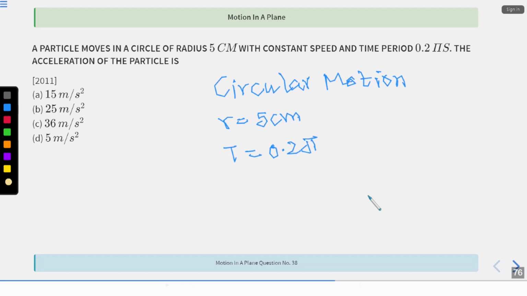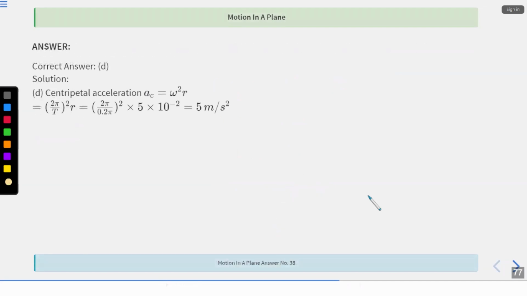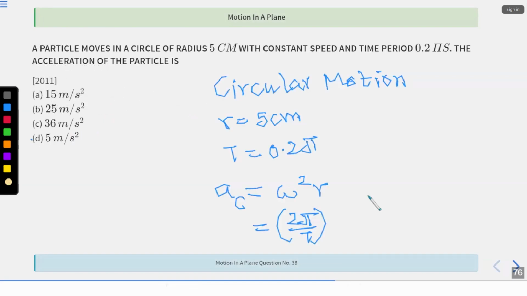So we need to calculate the acceleration. So here the acceleration in circular motion would be centripetal acceleration, and the formula is omega square r. And here our omega is basically 2 pi by T, right? So that is what we'll be substituting. Yeah. So here also you can see that I've given 2 pi by T and T is 0.2 pi. And then pi gets cancelled and then you'll be left with 5 meter per second square. Right? Makes sense? Okay. So our answer would be 5 meter per second square.